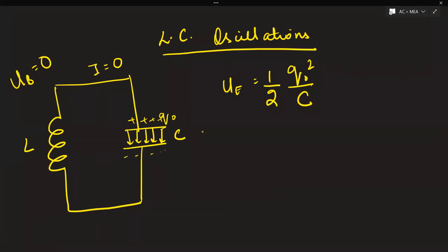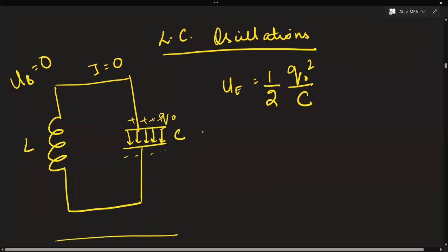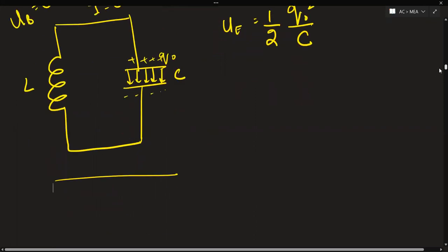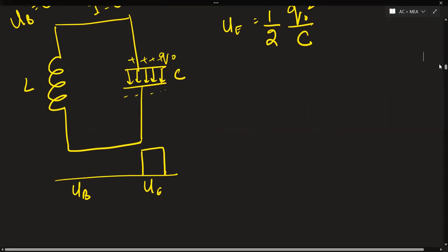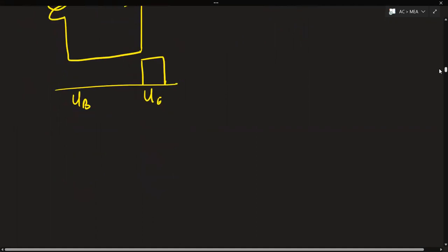So right now, what is happening? If I mark the energy of the magnetic field and the energy of the electric field, that is the electric energy, right now electric energy is high and magnetic field energy is zero. Fine. So this is the first one. Now let's see what happens next.